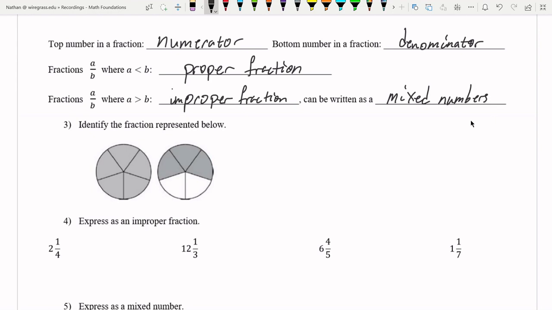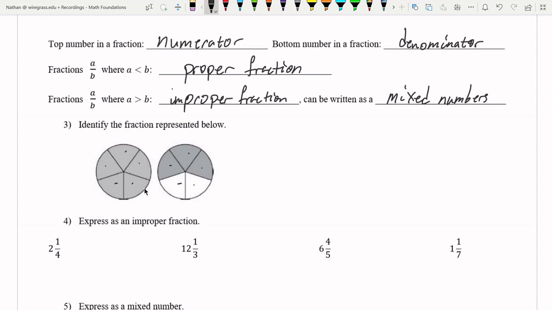Mixed numbers are useful for application, to understanding what you're talking about. In general, improper fractions are much more useful when doing mathematics. So let's take a look at this one here. We have two whole things, like a pizza or a pie, and each one has five parts.